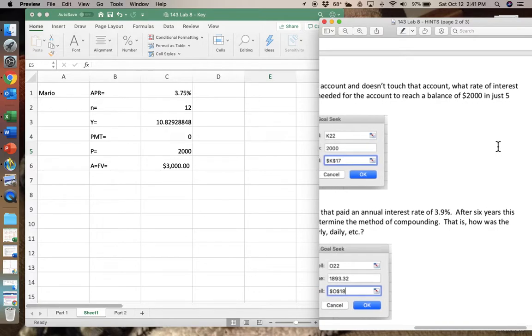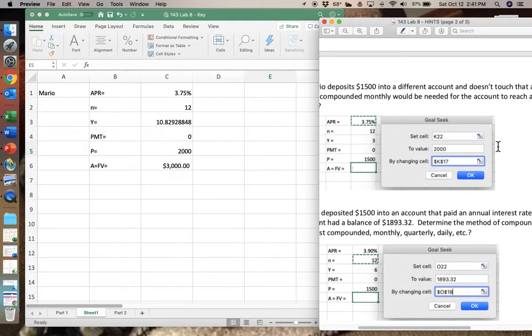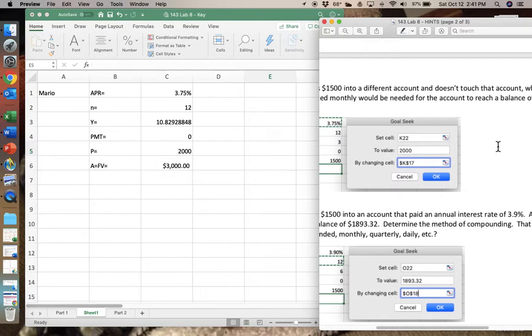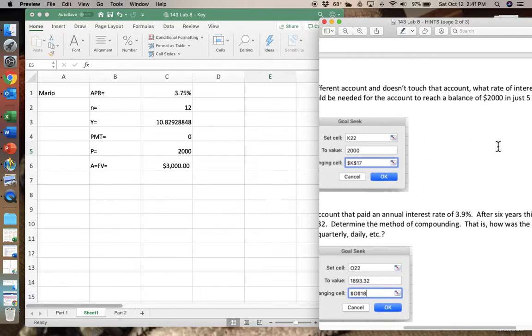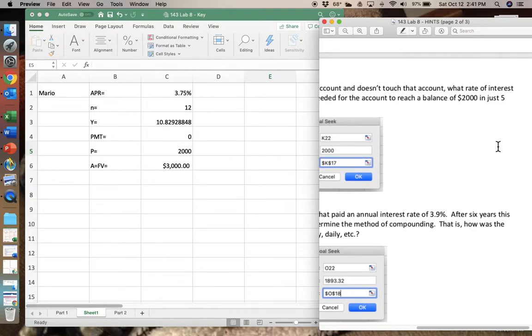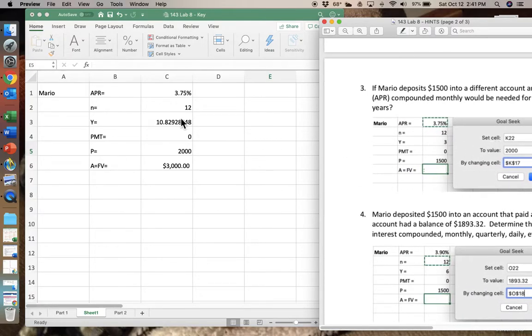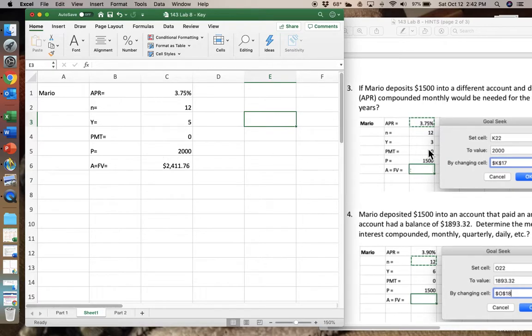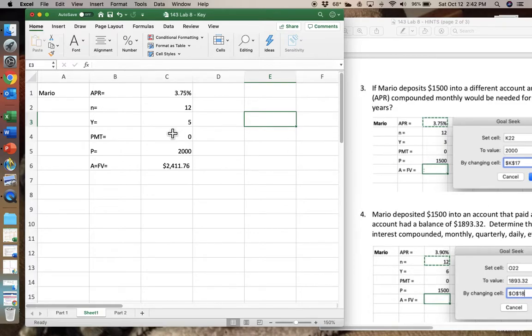doesn't touch that account, what rate of interest compounded monthly would be needed for the account to reach a balance of, in my case, $3,000 in just 5 years? So I've got to go back and change the years to 5. And I've deposited $2,000 and we're looking for the rate of interest. So it doesn't matter what we put in there. I'm going to make sure everything else is right.